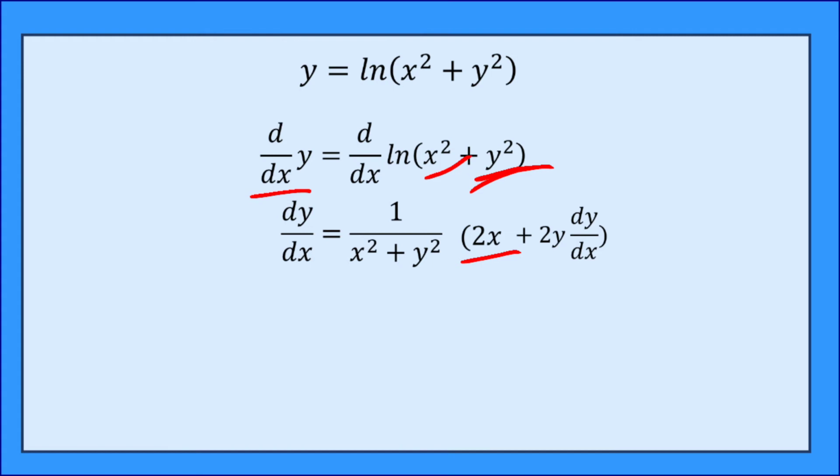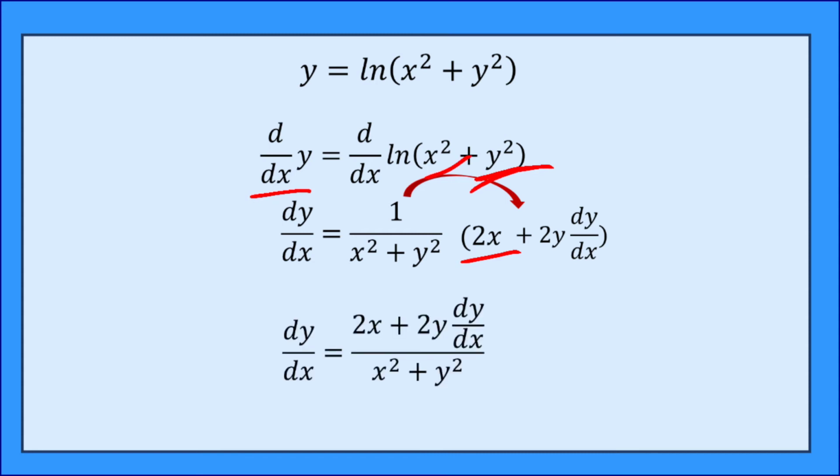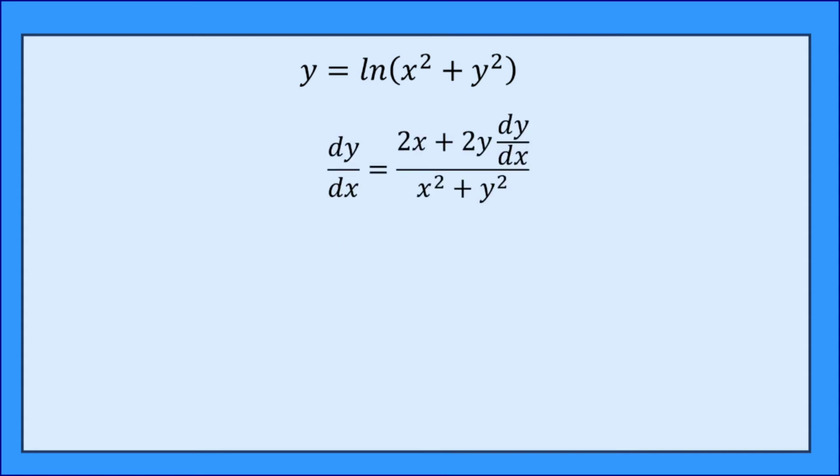And of course, next step what we're going to do is to multiply those two numerators. So easy. We're just going to have this equation of dy over dx is equal to 2x plus 2y dy over dx all over x squared plus y squared. So we need to get rid of this denominator. How can we do that? So let's see the next step.